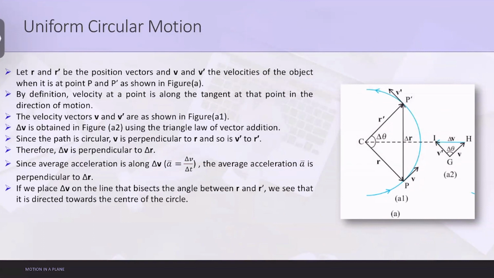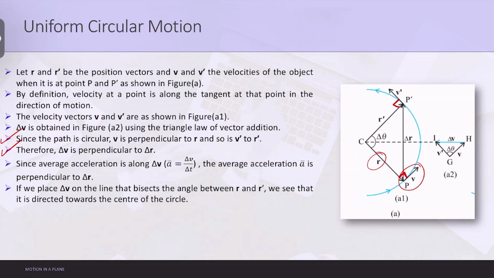Fine. So therefore, delta V is obtained in figure A2 using the triangle law of vector addition. So that is how we understood this complete concept of the triangle law of vector addition, one example of it. Okay. Next thing is, since the path is circular, like this, V is perpendicular to r. So this is perpendicular to r like this. And so is V dash. So V dash is also perpendicular to r. This is quite evident because it is circular motion. Therefore, delta V is perpendicular to delta r.